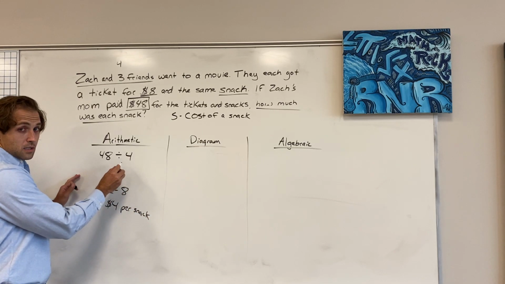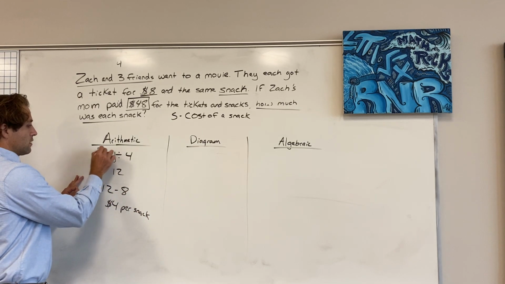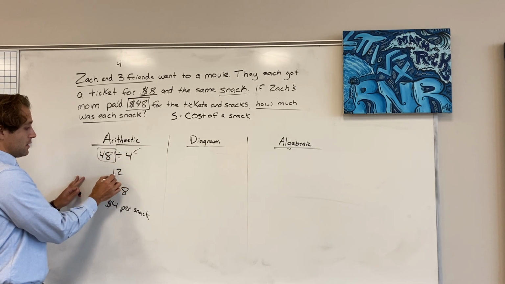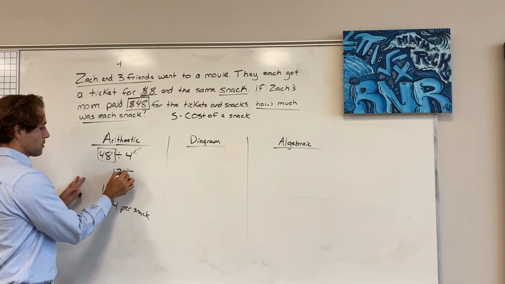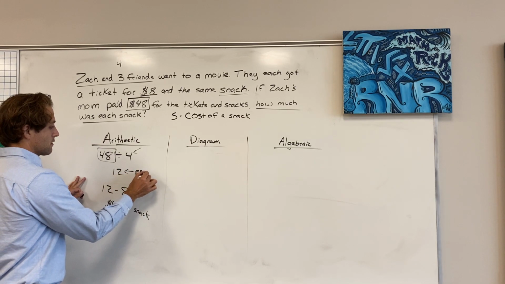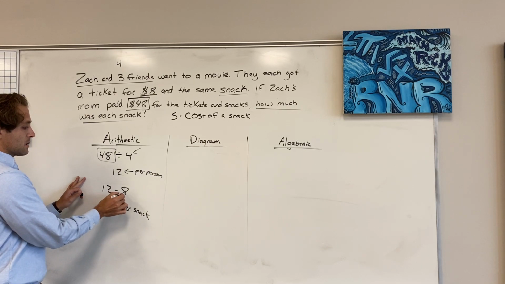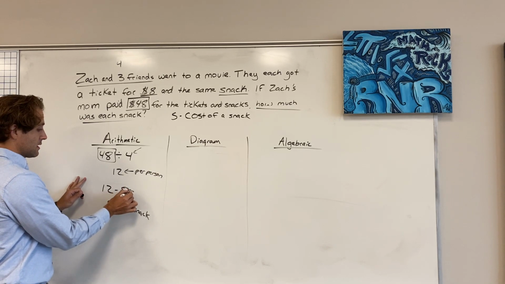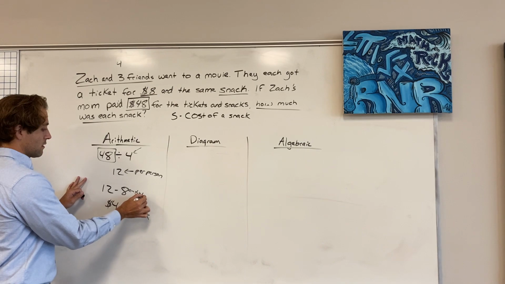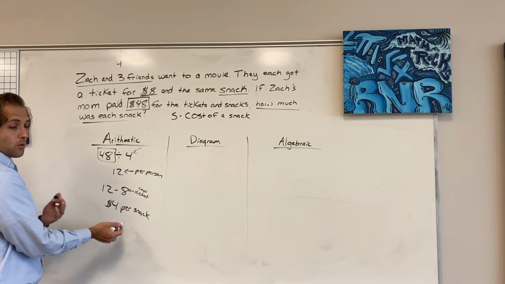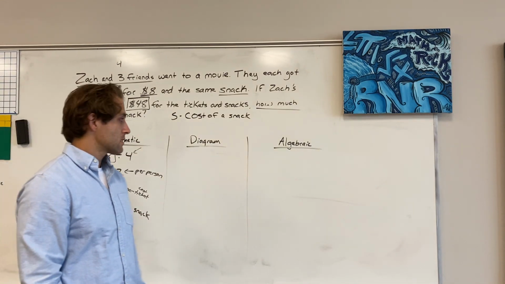Right, and we'll run through this again. Here's your total. That's your number of people. So if I divide the total by the number of people, it's $12. That's the cost per person. Now my cost per person minus my ticket. This is my ticket, the cost of the ticket. And now I've got $4 left, and that's what the snack cost.